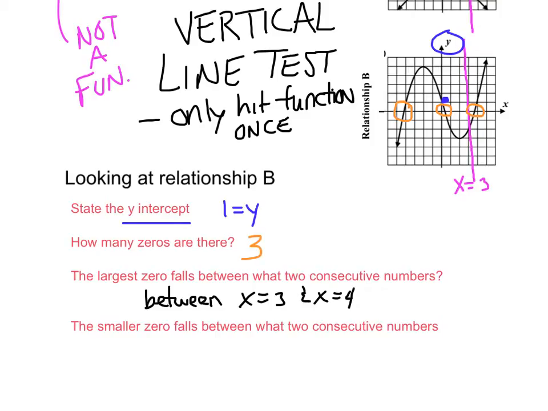So if you had to guess at what that 0 could be, I can make one more educated guess. It looks like it's a little further than 3.5, so maybe I'd say like 3.6, 3.7.